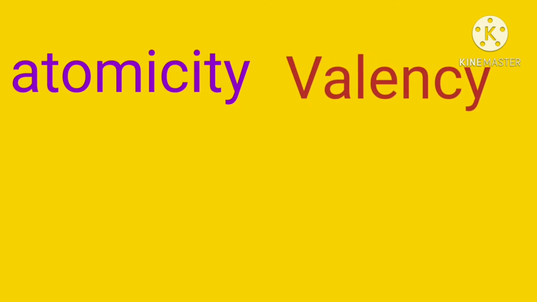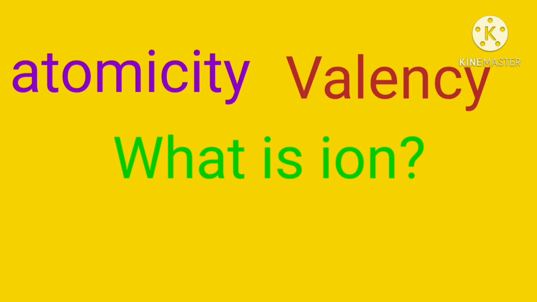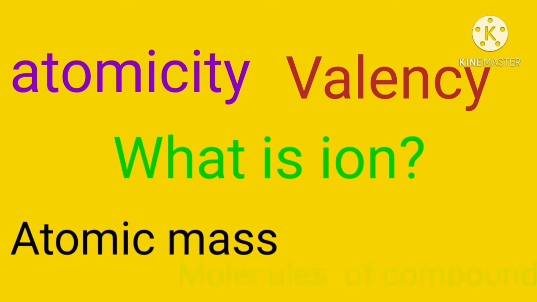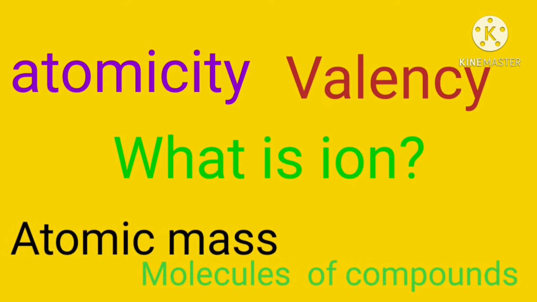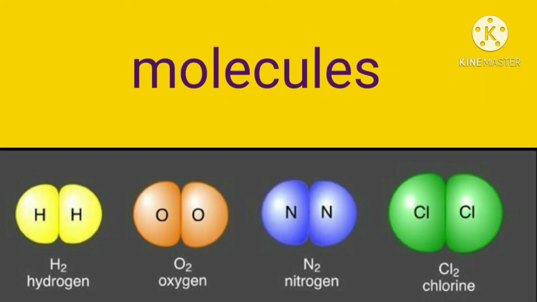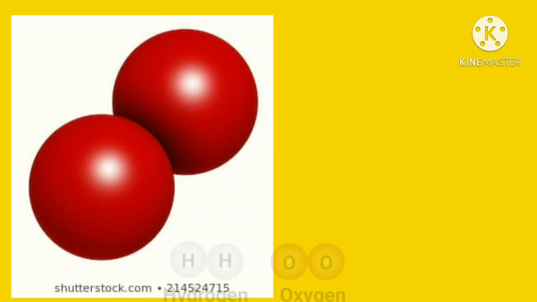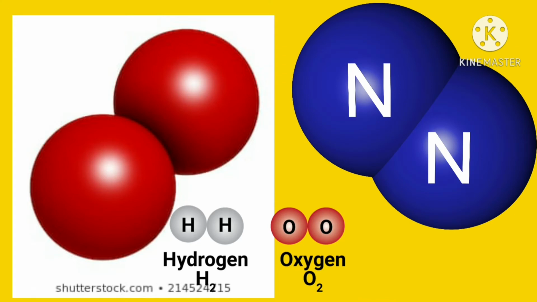Children, in this video we are going to learn about atomicity, valency, what is an ion, atomic mass and molecules of compounds. We have learned that several elements have more than one atom in their smallest constituent particles. It means these elements contain two or more atoms combined together to form a molecule. Oxygen, hydrogen and nitrogen are examples of such elements.